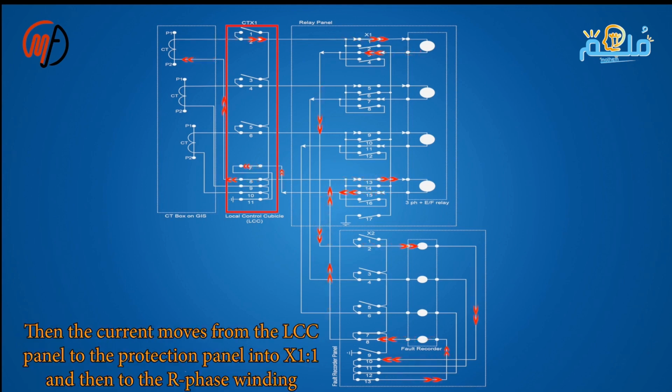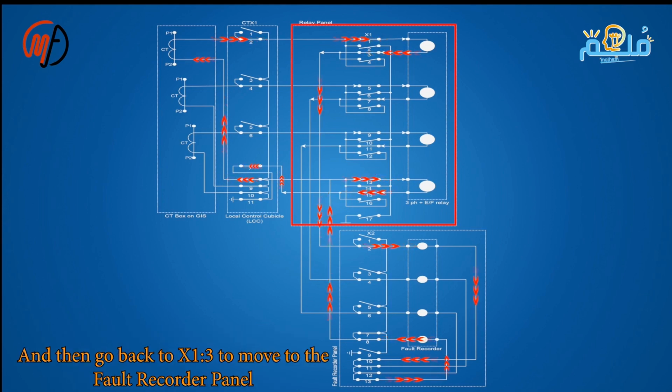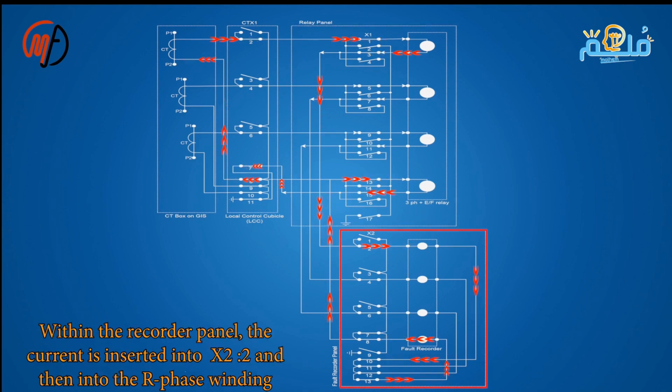It enters X2 terminal 2, goes to red phase winding, exits to X2 terminal 10, then X2 terminal 13, and returns to earth fault winding, exiting to X2 terminal 8. Inside the fault recorder panel, current enters terminal 2, goes to red phase winding, exits to X2 terminal 10, then to X2 terminal 13, returns to earth fault winding, exits to X2 terminal 8.